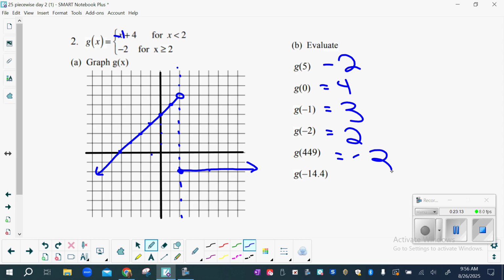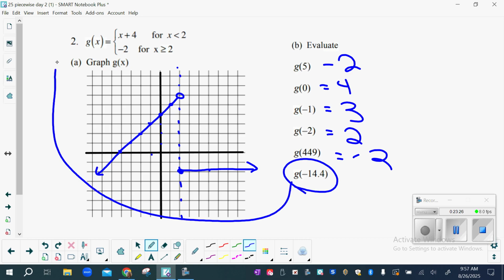-14.4. I don't want to graph that. And I'm not going to get a nice number because it's a decimal. So on that one, guess what? I am mathing it for sure. So when the graph is bad, don't graph, math it.